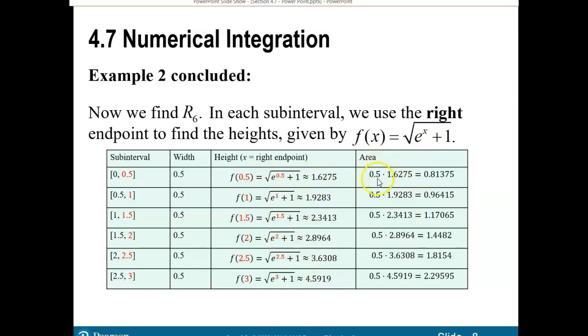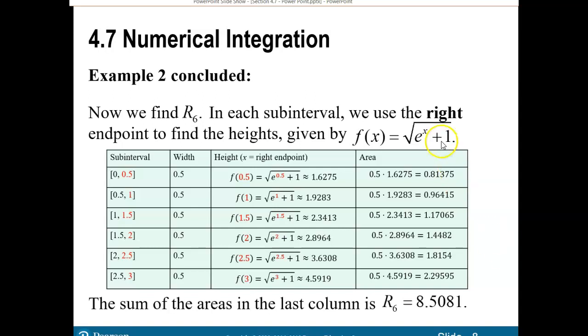So again, the width was the 0.5 times the height from here is the area of the first rectangle. Width times the height, area of the second rectangle. Width times the height, all the way down. So these are all the areas using the right endpoint to find height. And then adding up all these numbers again, 8.5081.